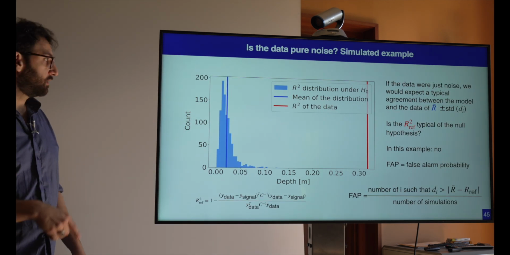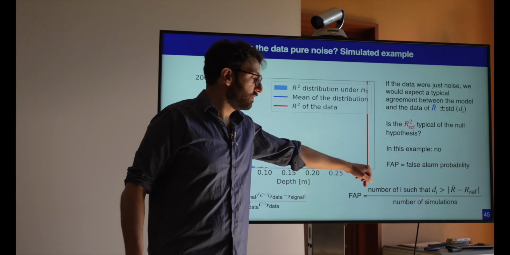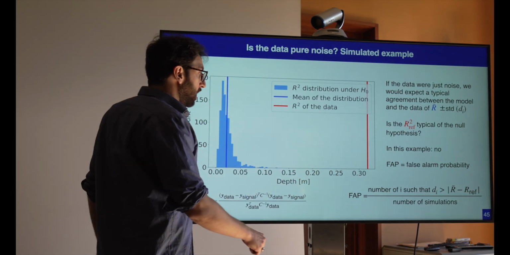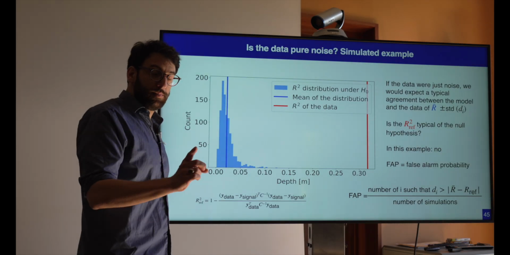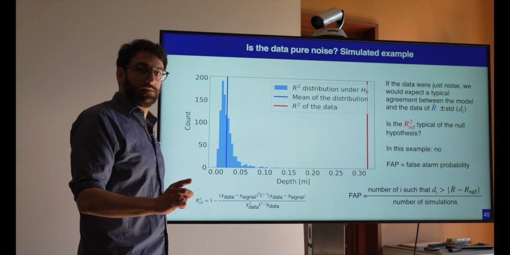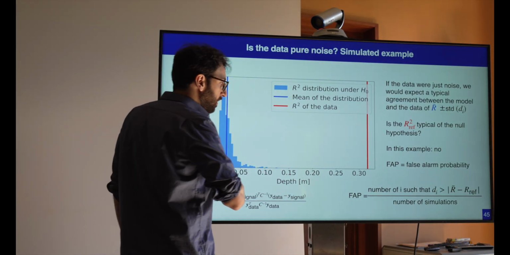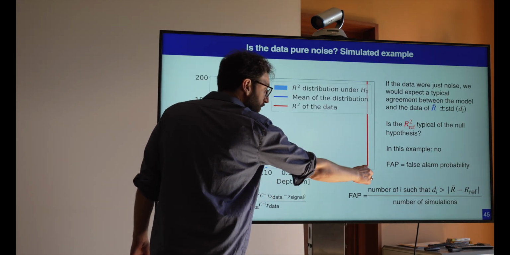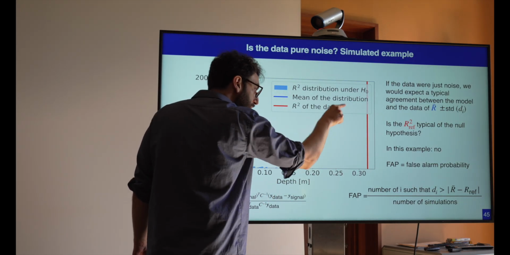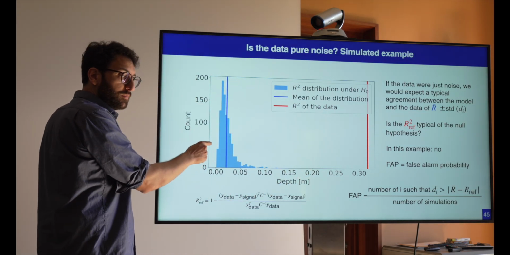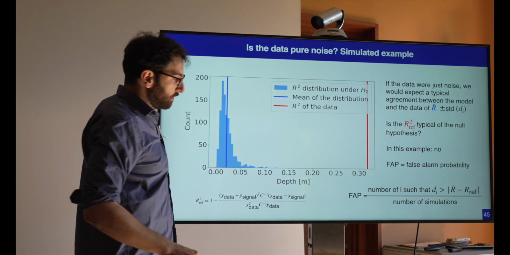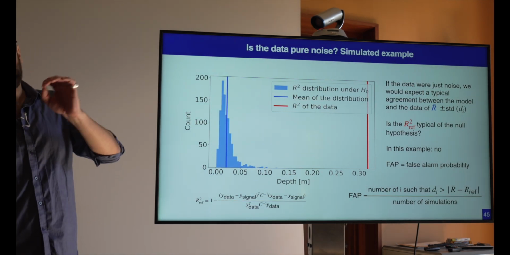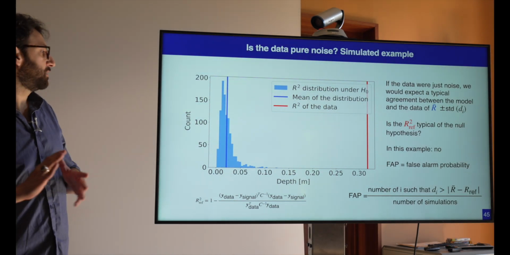But in that case, the R value that I have is very high. So my data is not a typical instance of the null hypothesis. The agreement between the data and the astronomical signal in my real data is much higher than if the data were pure noise. So in AstroGeoFit we do something which is slightly more complicated, but I think that's enough statistics for today.